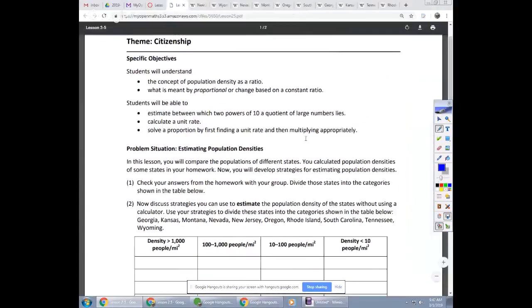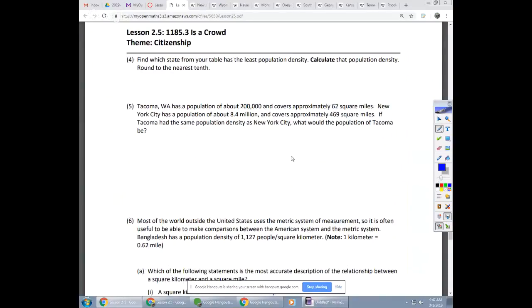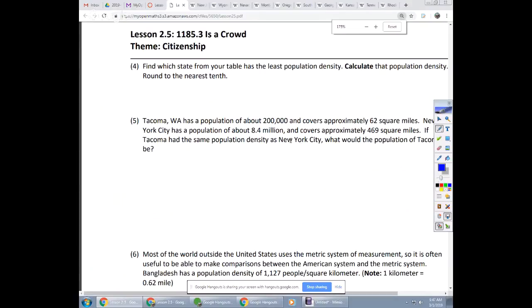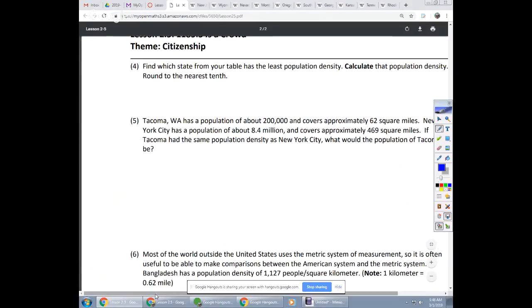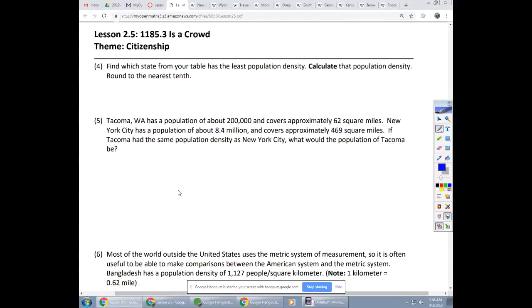Tacoma, Washington has a population of 200,000 and covers approximately 62 square miles. New York has a population of 8.4 million and covers about 469 square miles. If Tacoma has the same population density as New York, what would the population of Tacoma be?